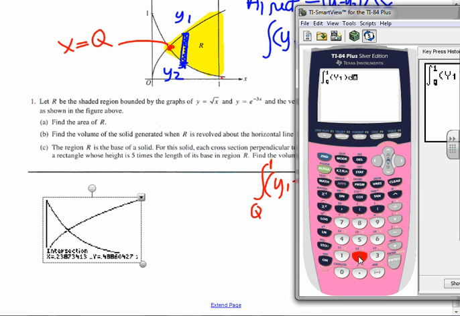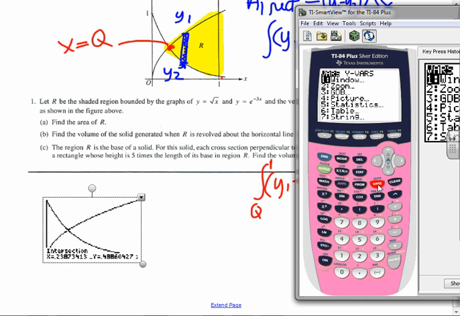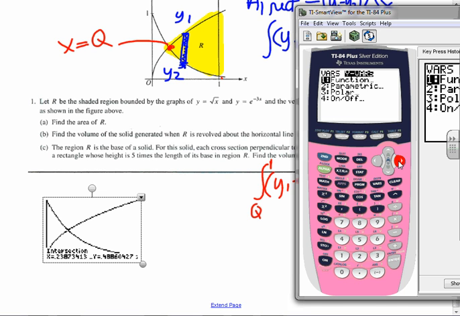I must have hit a button too soon. Minus Y2. Bars. Okay, you guys should be doing it with me. It's a function. If you don't have a calculator, you should get one. Don't think you're going to be able to do this in the time limit that you have if you haven't practiced.